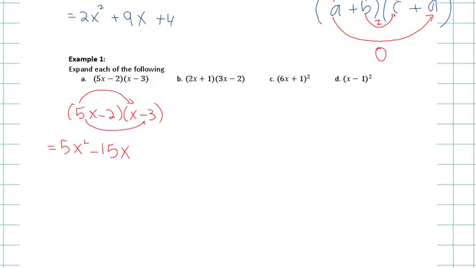You see that? Okay. Now I'm going to have to take the second one. What's negative 2 times x? Negative 2x. Then that negative 2 times the last. Positive 6. Make sense? Okay? Now what are my like terms? Negative 15x minus 2x. So what does that give me? Negative 17x. So that's going to be 5x squared minus 17x plus 6.